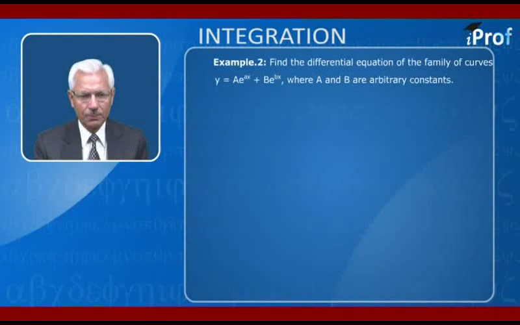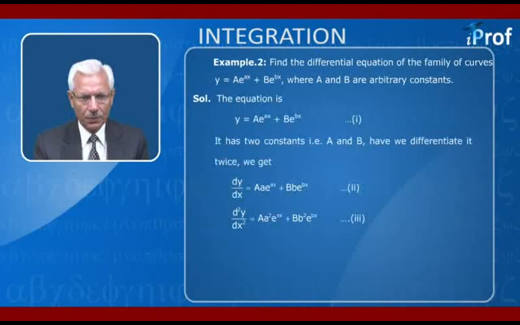Another example is to find the differential equation of the family of curves y = A e^(ax) + B e^(bx), where A and B are arbitrary constants. The solution is, the equation is y = A e^(ax) + B e^(bx). It has two constants, A and B, capital letters.